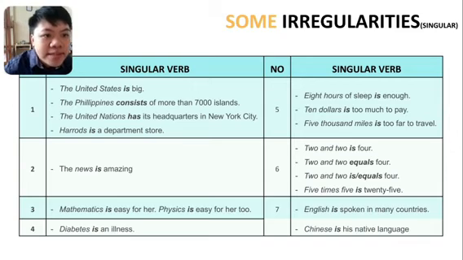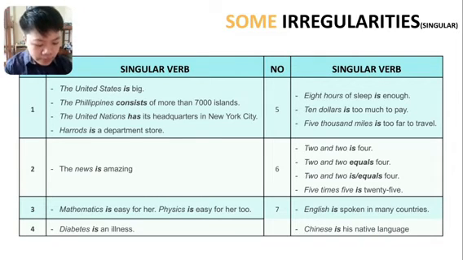For number 6, 2 and 2 is 4. 2 and 2 equals 4. 2 and 2 is or equals 4. 5 times 5 is 25. So arithmetic expressions require a singular verb. Number 7, English is spoken in many countries. Chinese is his native language.